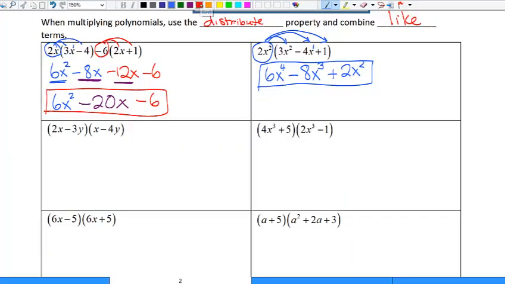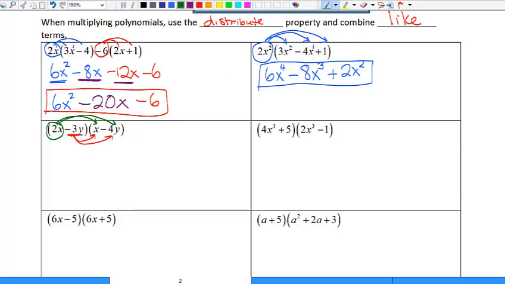On the next problem, we have a binomial times a binomial. 2x minus 3y times the quantity x minus 4y. So the 2x needs to multiply to both terms in the second parentheses. And then the negative 3y is going to multiply to both terms in the second parentheses.